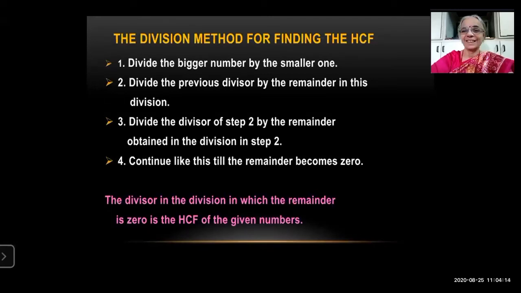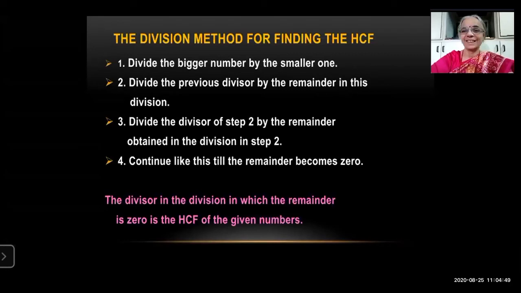So now take the divisor of the previous step, 6, and divide it by the remainder of the previous step, that is 1. 6 divided by 1, the answer is 6 and remainder is 0. Correct? So now my HCF is 1. My HCF is the divisor of the last step, that is 1.